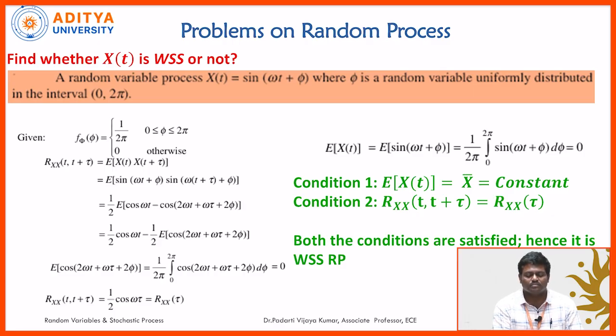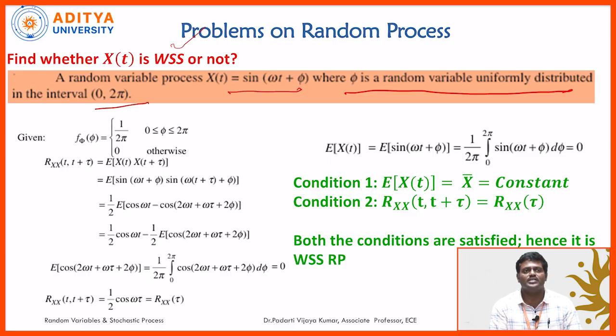A problem is given, asking us to verify whether the random process is wide sense stationary or not. The random process is given as X of t equals sin of omega t plus phi, where phi is a uniform random variable defined over the interval 0 to 2 pi. The conditions we need to verify for a wide sense stationary random process are that the mean should be constant and the autocorrelation must be a function of time difference. So we need to compute two statistical parameters, and based on their values verify whether the conditions are satisfied. If the conditions are satisfied, we can conclude it is a wide sense stationary random process.